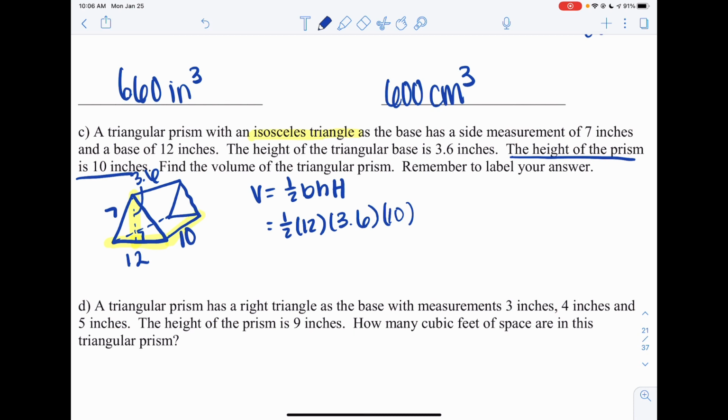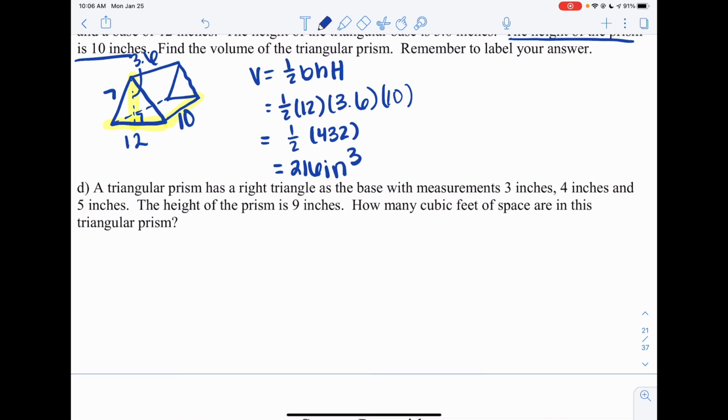Now moving on to our next step, we're going to multiply first our whole numbers. So 12 times 3.6 times 10 is equal to 432. Bring down my half. And our very last step is to find the half of 432, which is 216 cubic inches. All right, and that is the final answer for C.